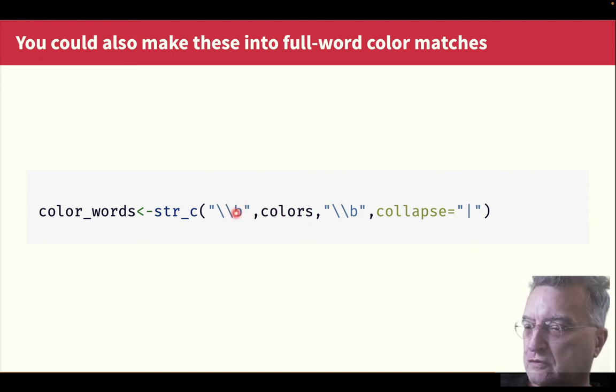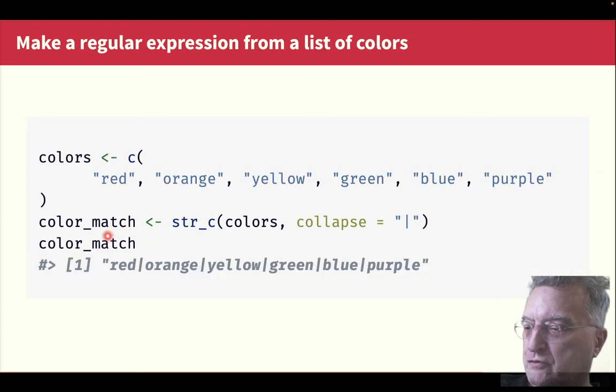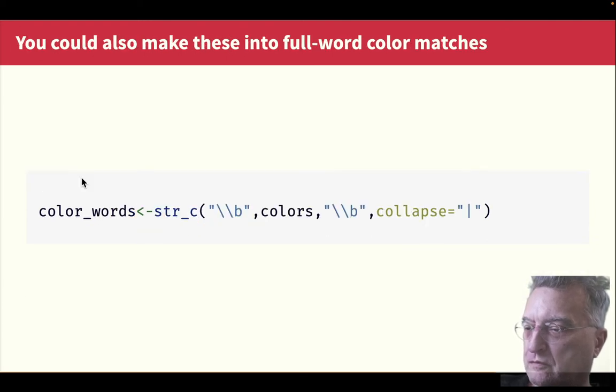So colors preceded and followed by a word boundary are the color words. So notice that these are the colors. So it's any of the colors preceded by a word boundary. And a word boundary can be a period, a comma, a space, or other punctuation. And we're going to collapse this into an OR bar. So this is going to be any of the words, like in an either-or kind of construct.